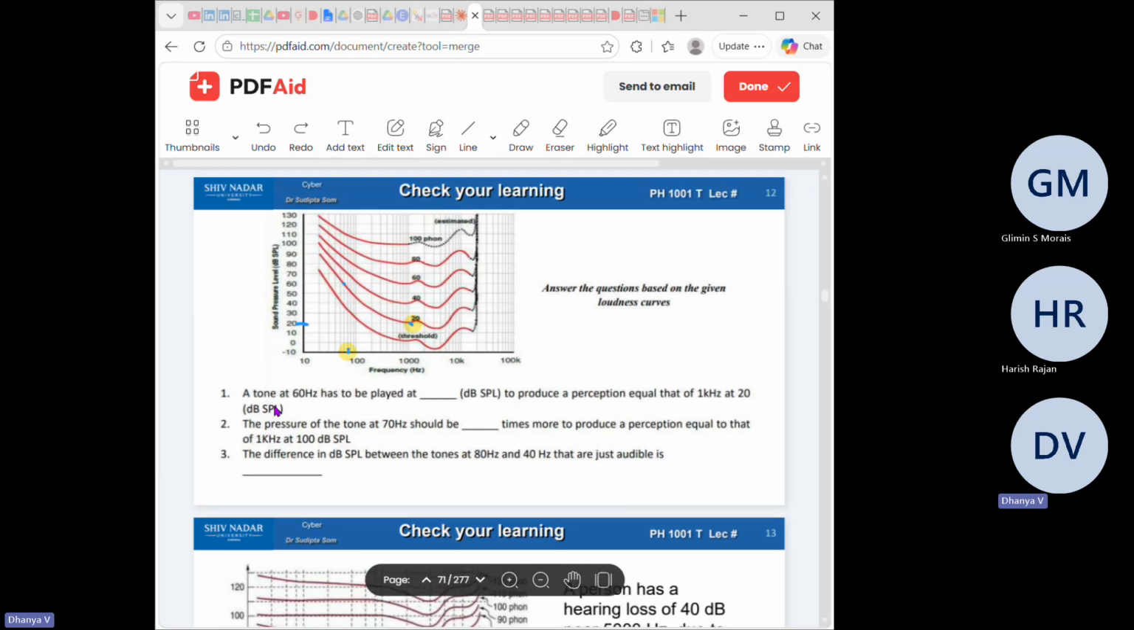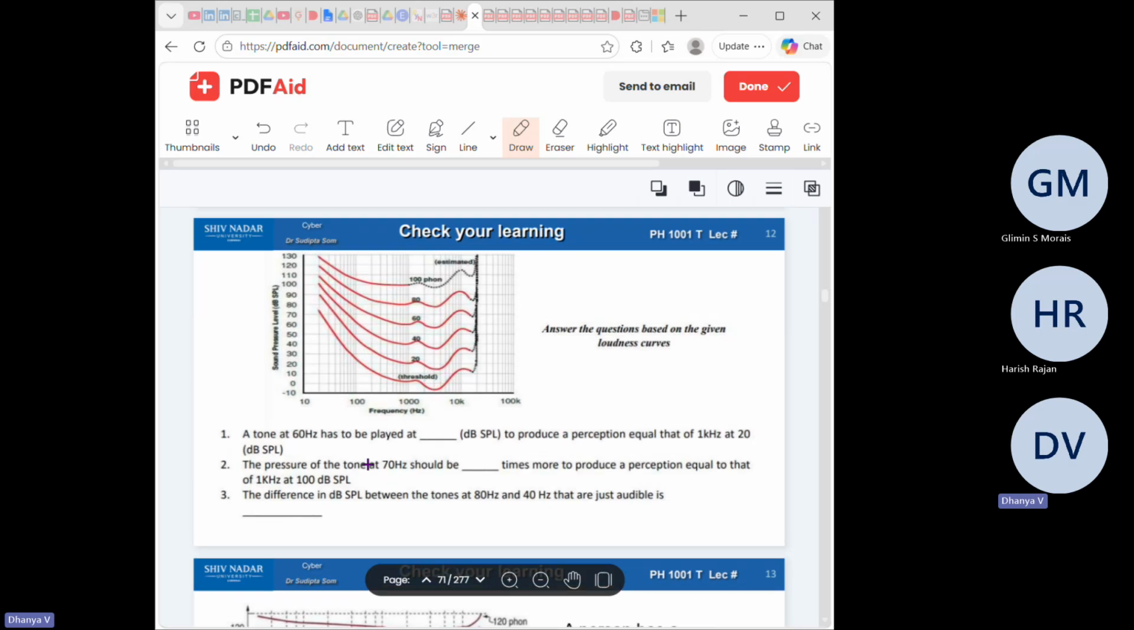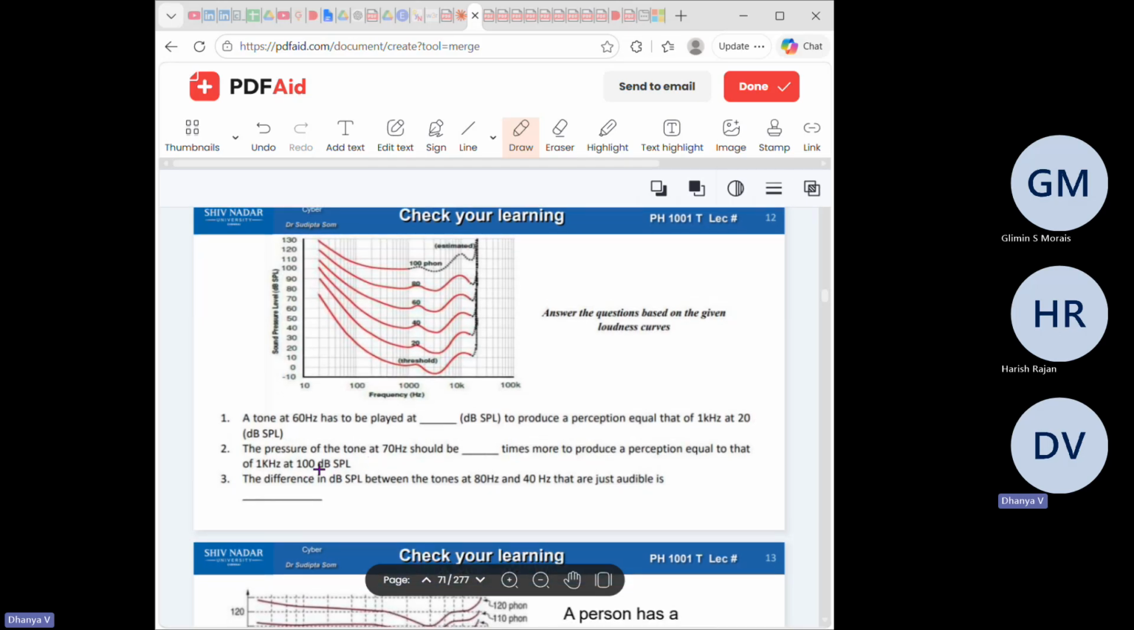Then, the pressure of the tone at 70 hertz should be dash times 4 to produce a perception equal to that of 1 kilohertz at 100 decibel. For this, you have to do something similar to the question that we did before. Essentially, they're talking in terms of pressure.